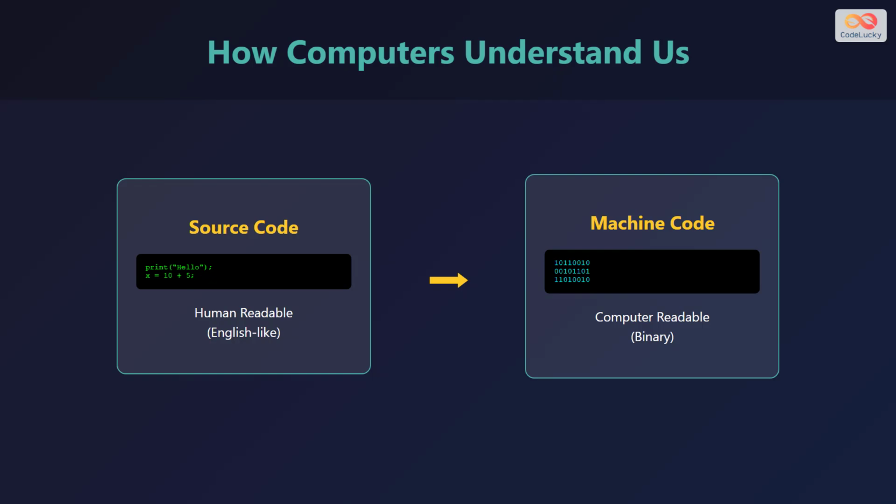First, we need to understand a basic fact. Computers do not understand English, and they do not understand the code you write in languages like Python or C++. They only understand machine code, which looks like ones and zeros. So, every time you write a program, there must be a translation step that converts your human-readable source code into machine-readable binary instructions.